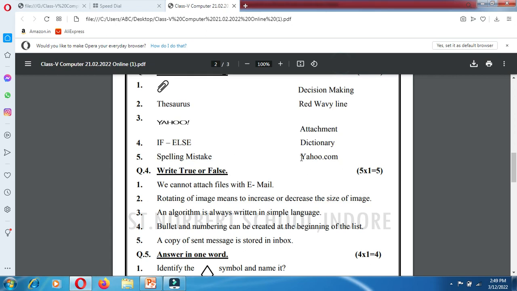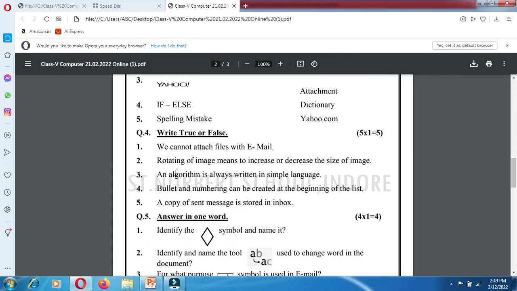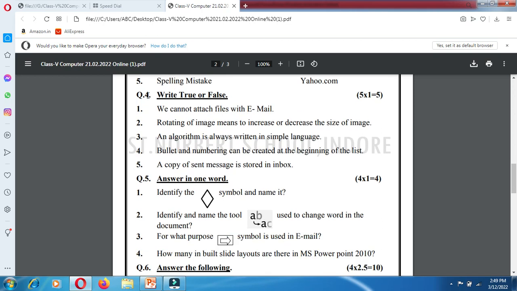Question number 4. Write true or false. Number 1. We cannot attach file with email. 2. Rotating of image means to increase or decrease the size of image. 3. An algorithm is always written in simple language. 4. Bullet and numbering can be created at the beginning of the list. 5. A copy of sent message is stored in inbox.